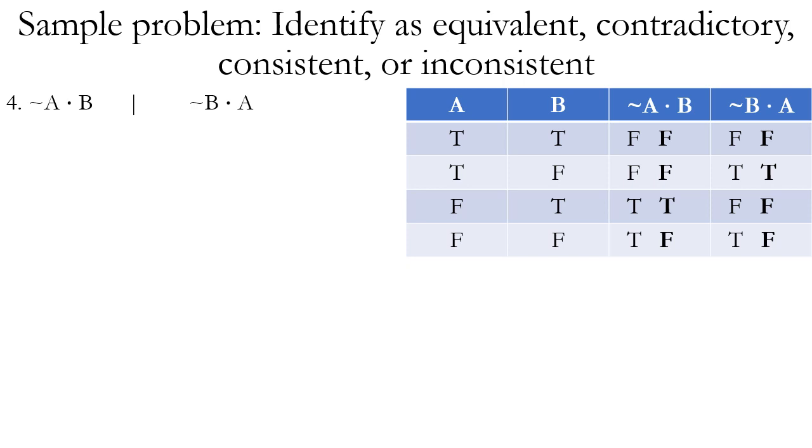They're not equivalent because they have different truth values on rows 2 and 3. They're not contradictory either, however, because on rows 1 and 4, both of the propositions are false. That makes these propositions inconsistent because there are no rows on which both of them are true, but there are 2 rows on which both of them are false. So that's rows 1 and 4. Because they're neither equivalent nor contradictory, nor are they consistent, lacking any row where they're both true, that means they must be inconsistent.